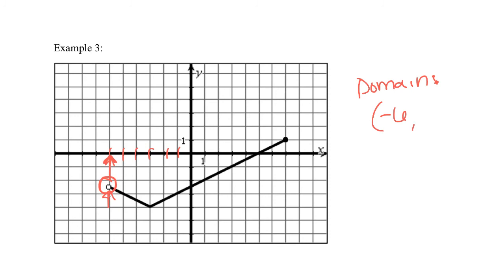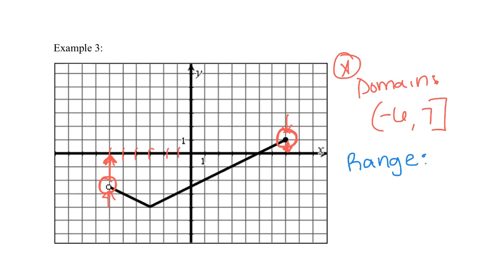Now the furthest right is this point here. Its x value, again we want x's because we're talking about domain: 1, 2, 3, 4, 5, 6, 7. And because it is a solid circle, a closed circle, we're going to use a bracket. Now let's talk range.